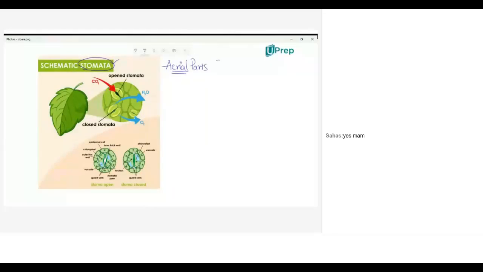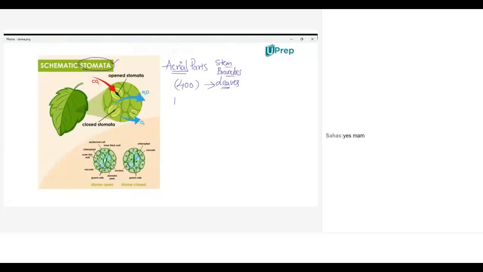Usually we'll show the leaf, but you'll find stomata on stem, branches, and on leaves. Okay. But on leaves we'll find more number of stomata. There's a hypothetical explanation that more than 400 pores, as Arnav said, we'll find on leaves, and less than that number you'll find on stem and branches. But basically, stomata we'll find on all aerial parts of the plant.